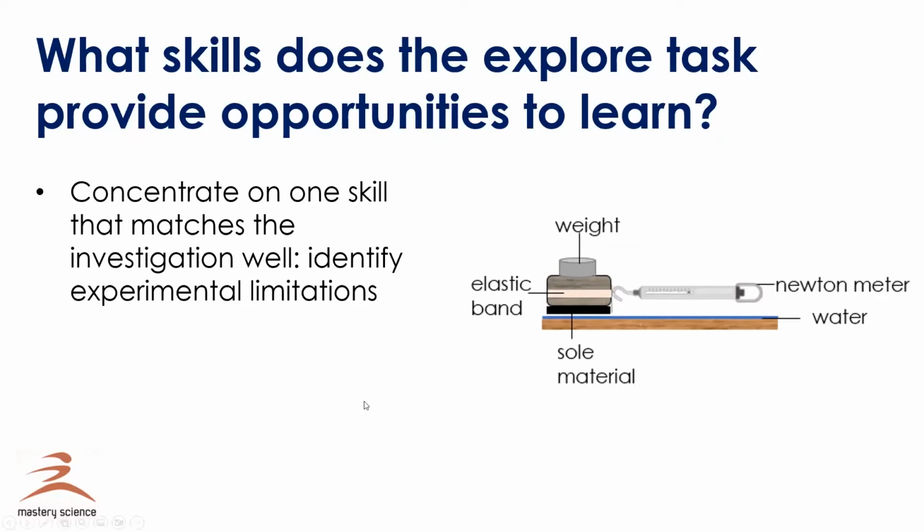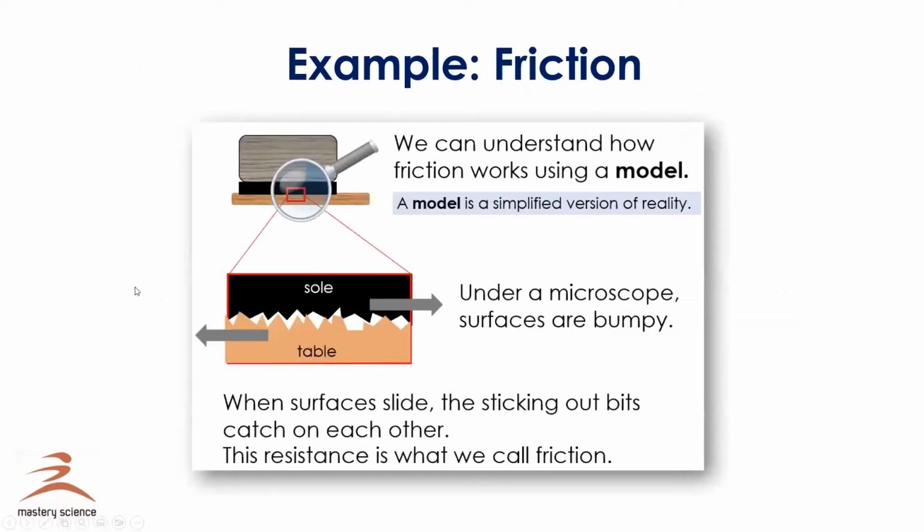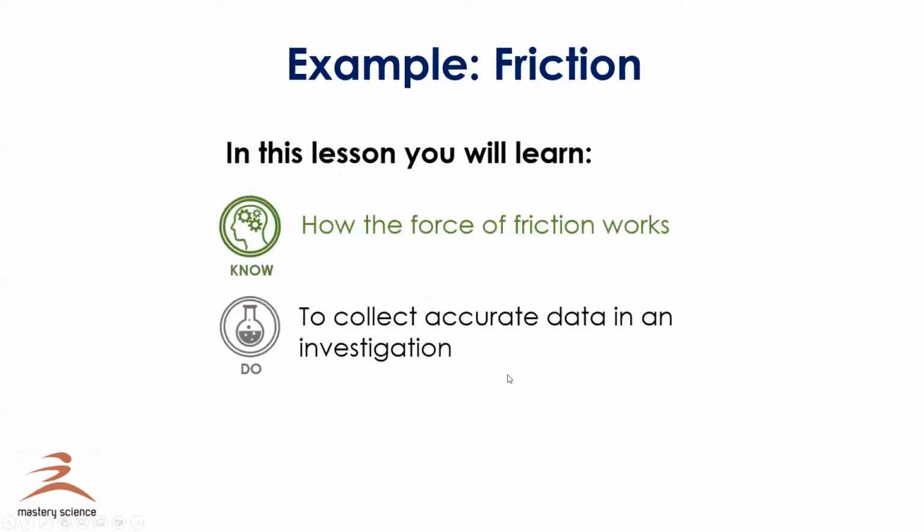And also you can tell them what the variables are going to be. They don't have to identify them in this lesson. That's not the point of this. So then when they've done that practical and you teach about friction, they've got that concrete experience they've just had. They know that just having the table underneath the sole is going to create more friction. They've just experienced it. So when you teach them the model, they can make that connection there. So we've got our second objective then, our learning scientifically objective, to collect accurate data in an investigation.